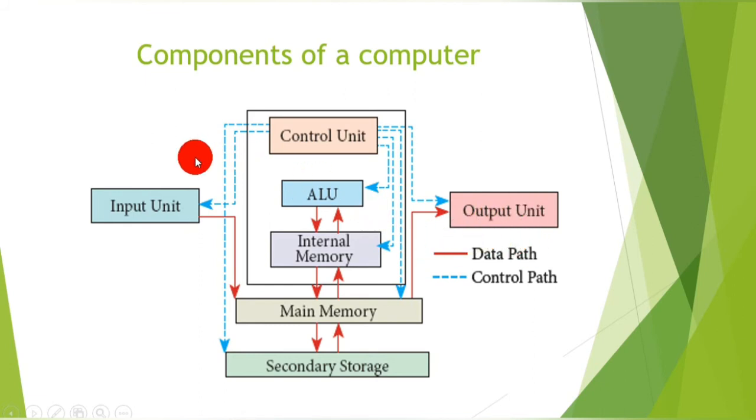Here we can see there are two different types of lines. Yes, you can see that. One is a straight line, another is a dotted line. The straight line indicates the transfer of data from one unit to another unit. And the dotted line, given here in blue color, shows the control signal sent by the control unit.